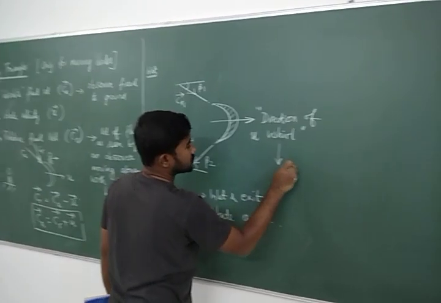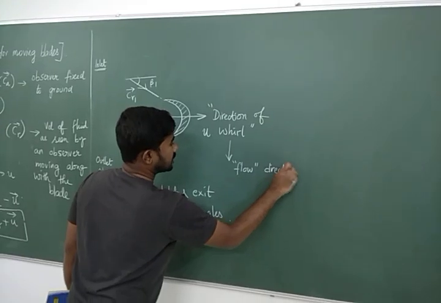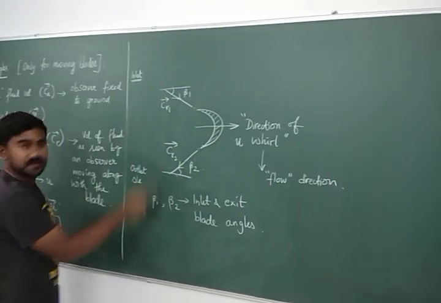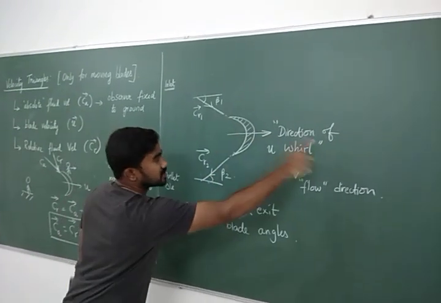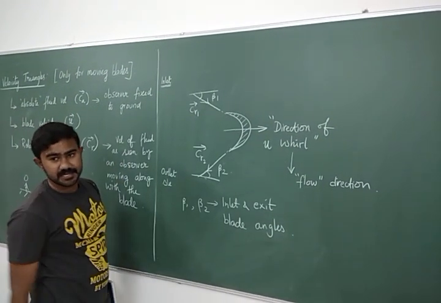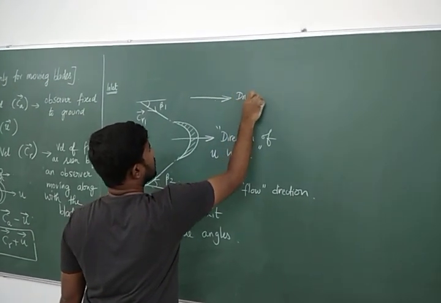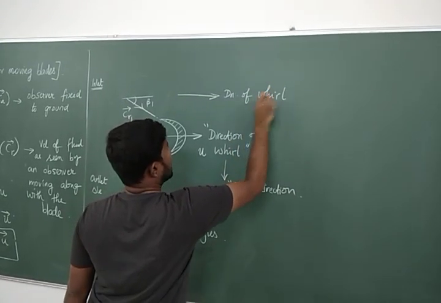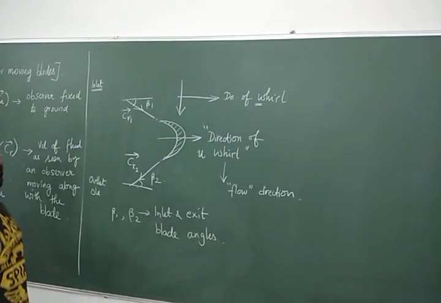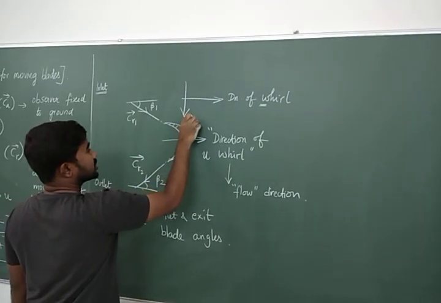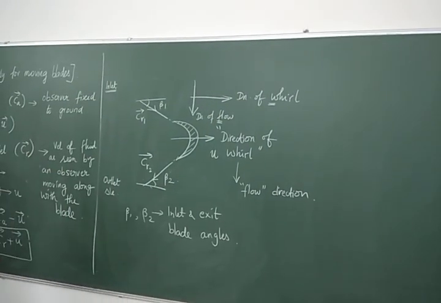Perpendicular to this direction, this will be the direction of flow. Right? That's why you have inlet and outlet. The flow takes place from inlet to outlet. So actually the fluid is whirling in this direction and it is flowing in this particular direction. So there are two important directions in this velocity triangle. This is the direction of whirl, and I use the letter W for denoting whirl. This is the direction of flow from inlet to outlet. So this is the direction of flow, and I use the symbol F to denote the direction of flow.